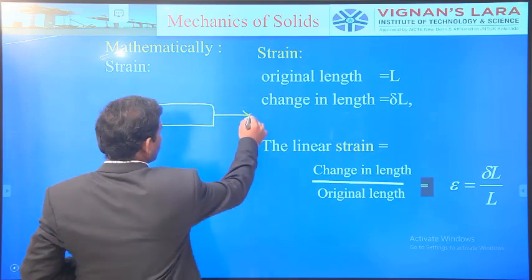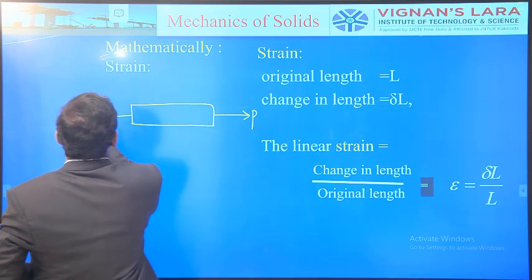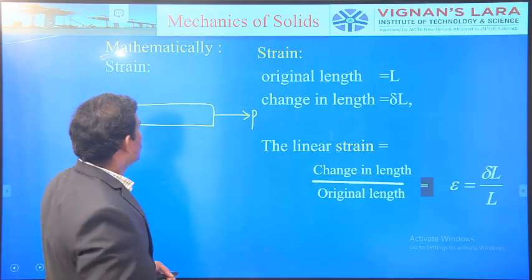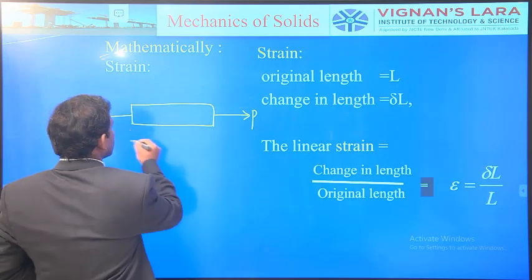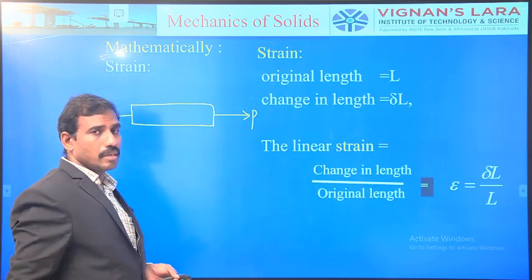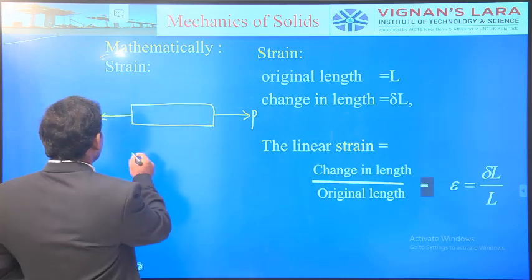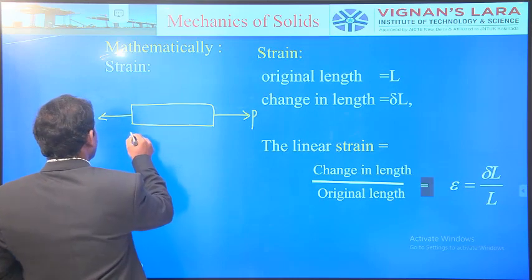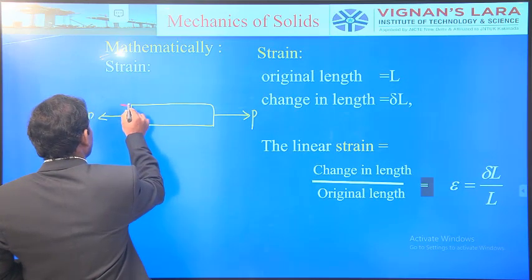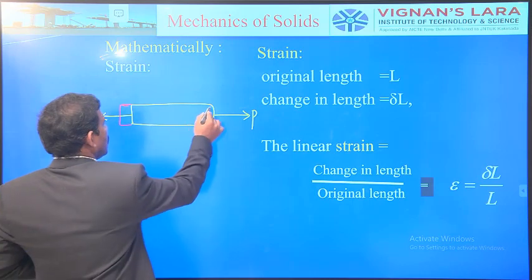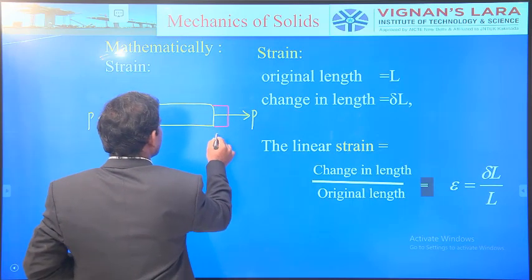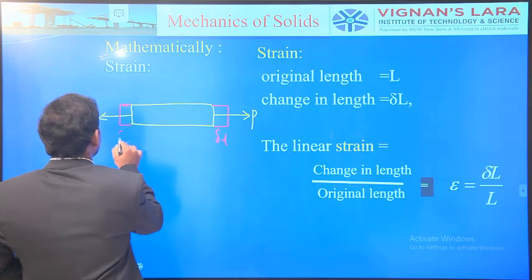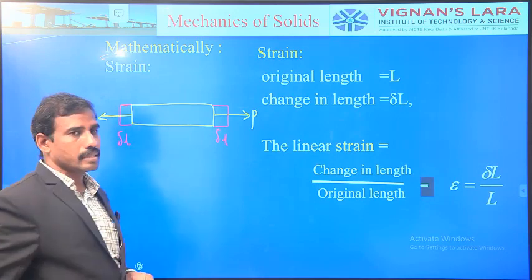The magnitude of the force is P. Whenever two forces of the same magnitude and opposite in direction act, we find one thing: there is a change in length. The red color portion represents the change in length. Mathematically, that is represented as delta L.